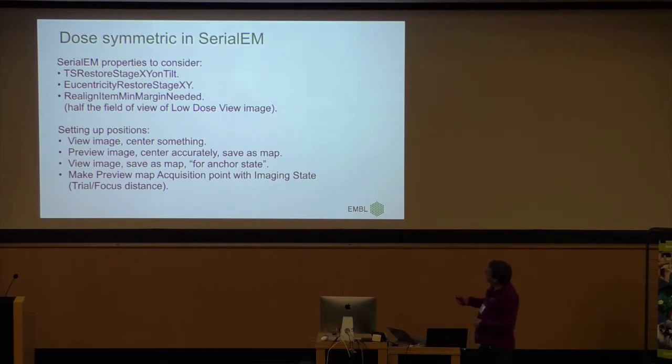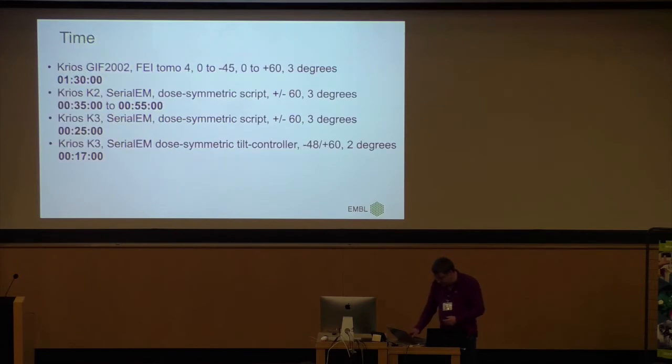And I need Realign to Item to align to a low dose View image, because at high mag, to realign to the item, we in the end use a View image, a low dose one. You center something, you take a preview image, you center it more accurately, you save it, take another View image, and you save it also as a map, as an anchor map. If you then later run Realign to Item on this preview map, it will first go to View, center it, then go to high mag, center it more accurately, which is absolutely needed. Otherwise you don't get the precision of locating everything and getting every single gold bead in your image.